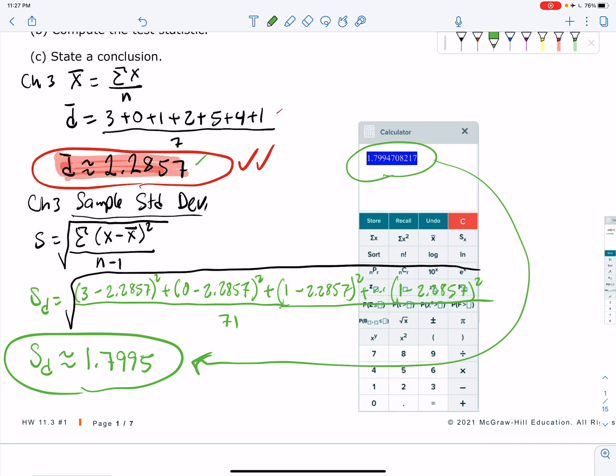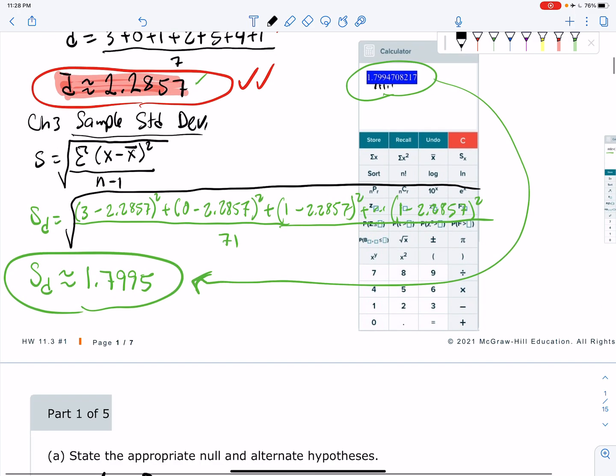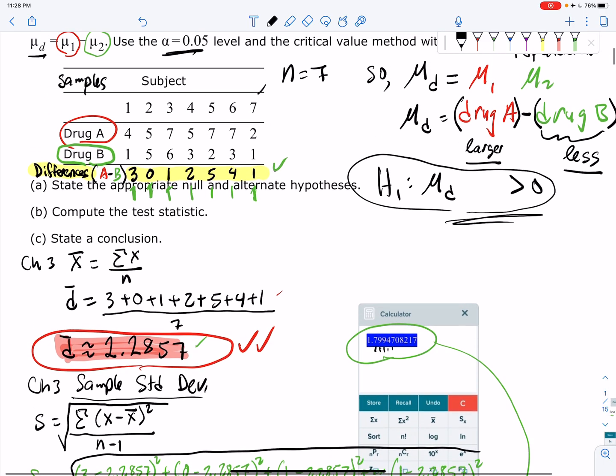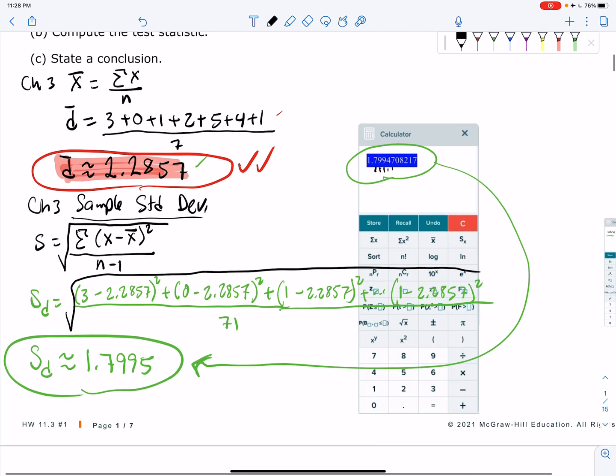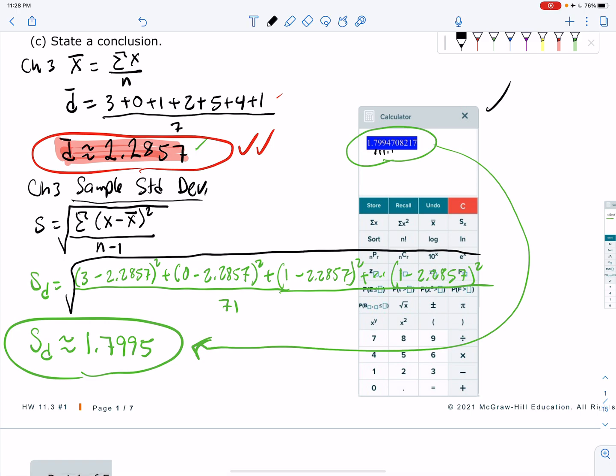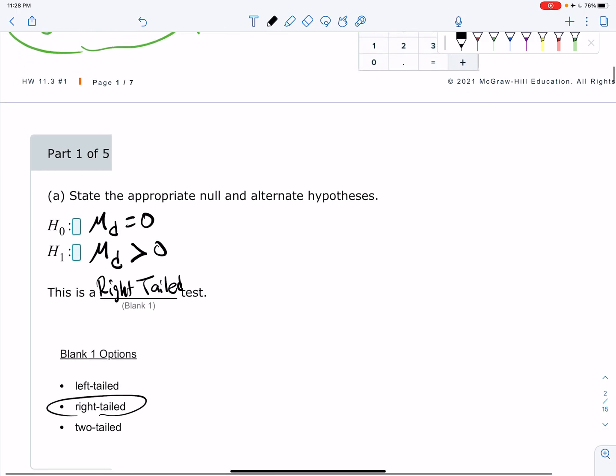So we rounded to 4 decimal places, approximately 1.7995, 1.79947, so rounds up to 5. Okay, so that was really fast. So I would encourage you to do that because we really don't want you to make a mistake with the sample standard deviation and then mess up your calculations, because really what we're trying to do is teach you how to do hypothesis testing with matched pairs, okay? And so the standard deviation is just a sub-calculation. You might as well use a calculator and get that thing quickly and correct.